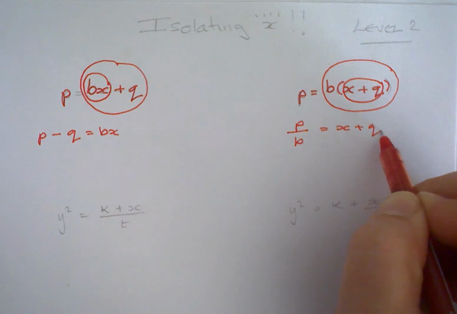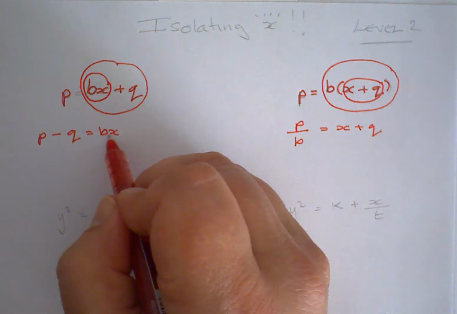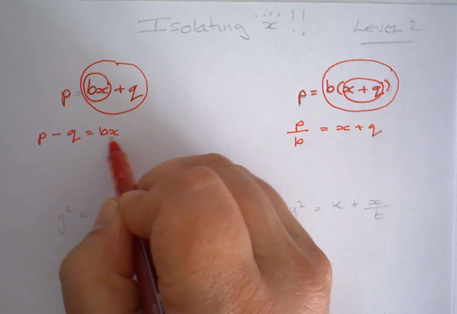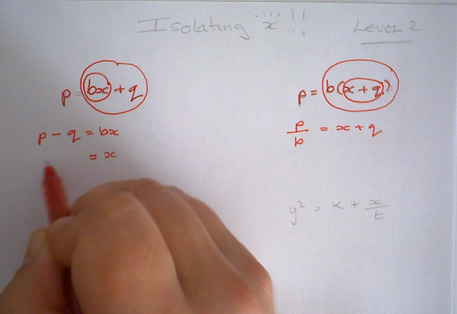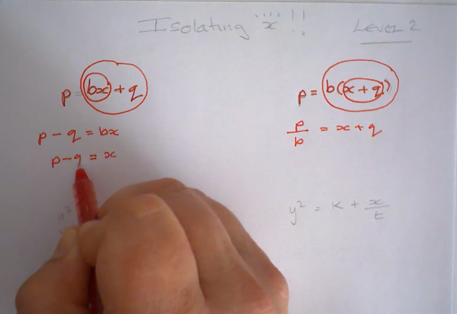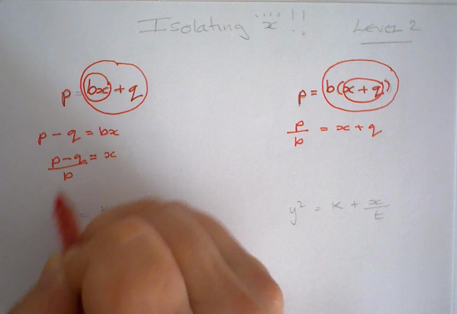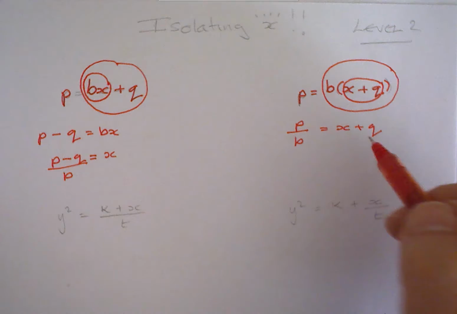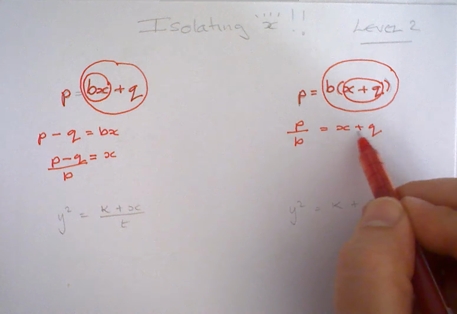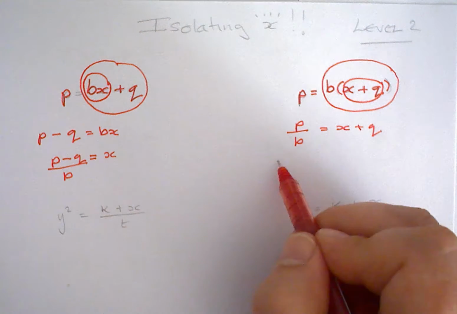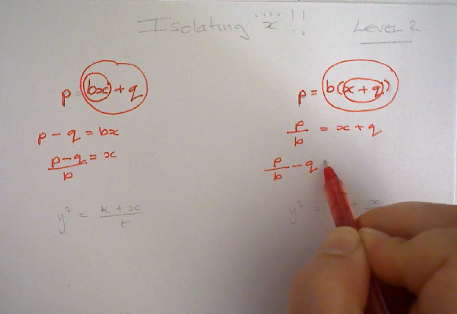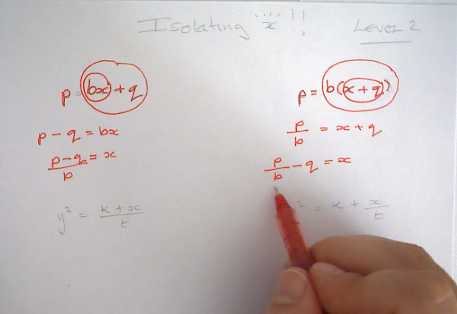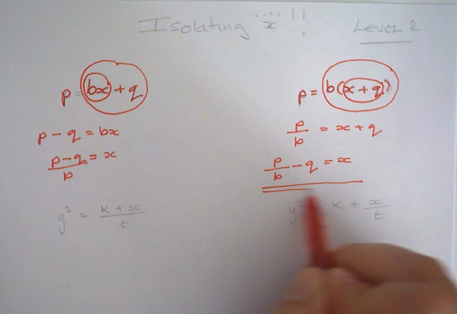Okay, now we're down to the jumper, and this jumper over here is timesing by b. We know to do that, we do the opposite. And so we get p minus q over b. And here we've got the last thing is the plussing of the q. So we need to do p over b minus q equals x. Okay, well, let's study the answers a little bit.